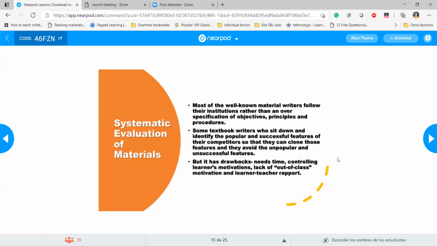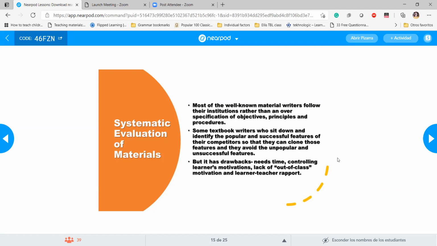And there is also a lack of out-of-class motivation, because you don't know what's happening outside the classroom, and whether students are really enjoying the materials or not. And so it's really difficult. And also the learner and teacher rapport, right?